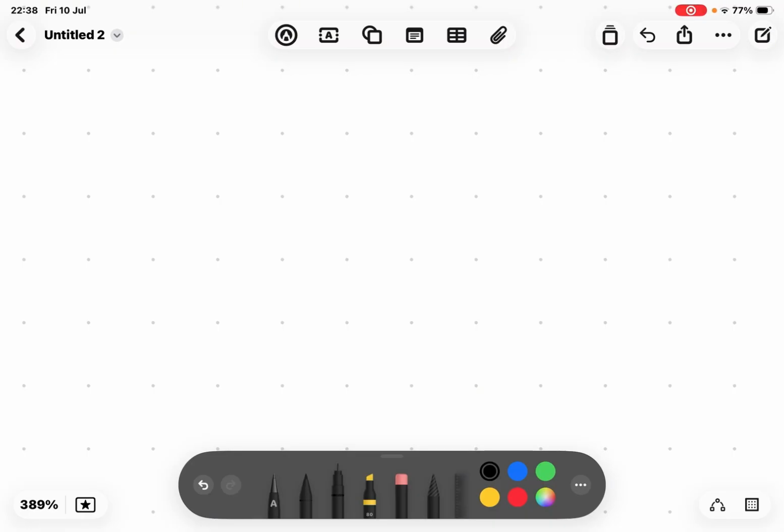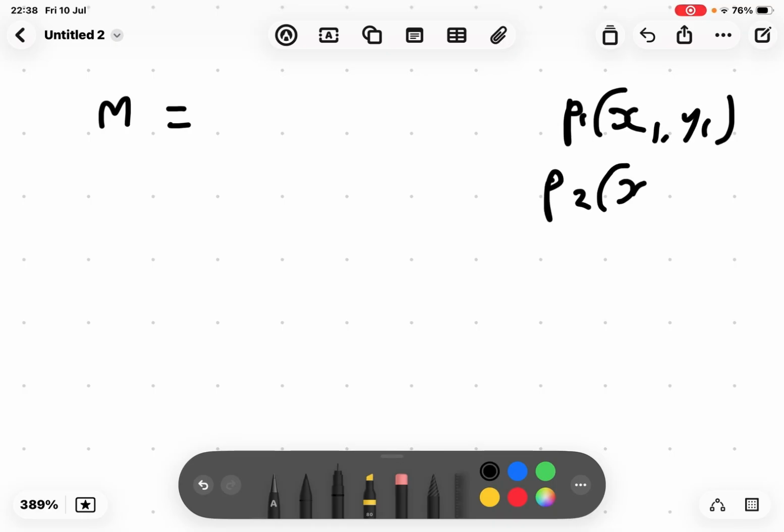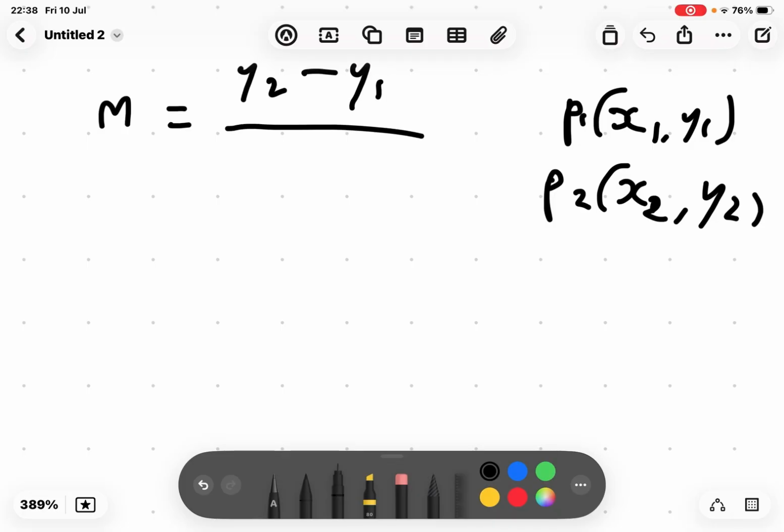And also to find M, you can also use points. So let's say you have point 1, x1, y1, point 2, x2, y2. M is equal to y2 negative y1, and then x2 negative x1.